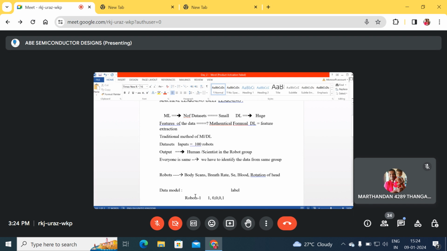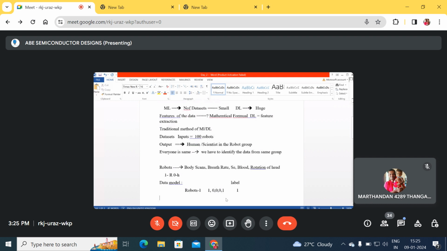One zero zero zero one. That is metal body, no breath, no sweat, and no blood, with the head able to rotate up to 360 degrees. I label this as 1. So this is the logic. And for the human, there is a breath, there is a sweat, and there is blood, so I label it as a 0. This is supervisory learning.